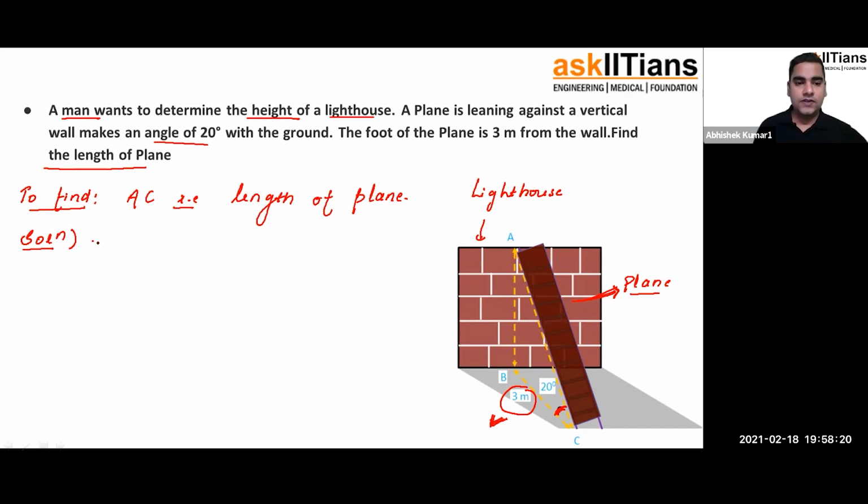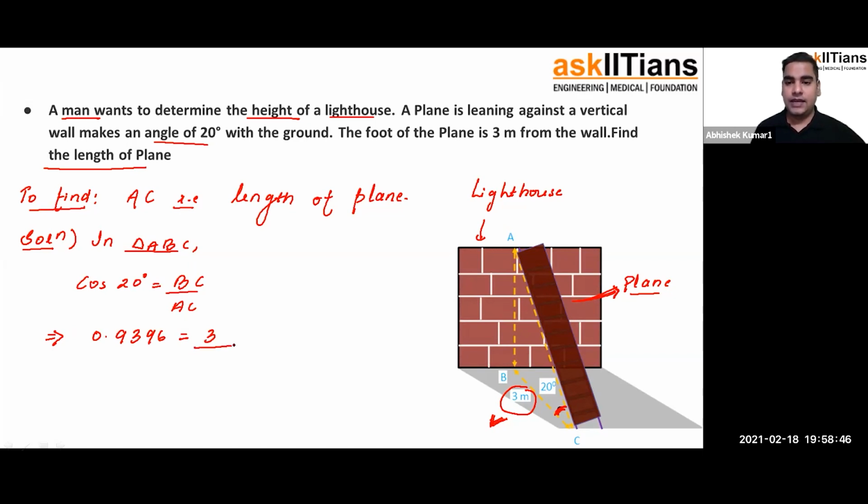So in triangle ABC, if I calculate cos of 20-degree, what will I get? Cos of 20-degree is going to give me base by hypotenuse, and base is BC, hypotenuse is AC. What is cos 20? Cos 20 is approximately 0.9396. So that will be equal to BC. What is BC? BC is 3. And hypotenuse we have to calculate. So you have AC is equal to 3 over 0.9396.